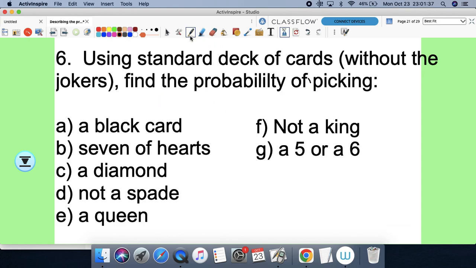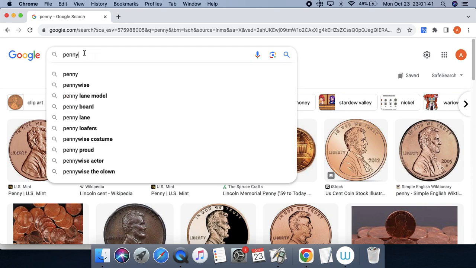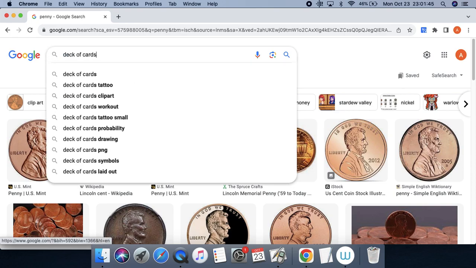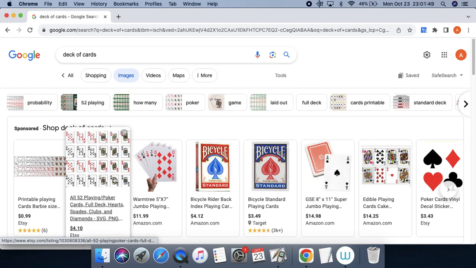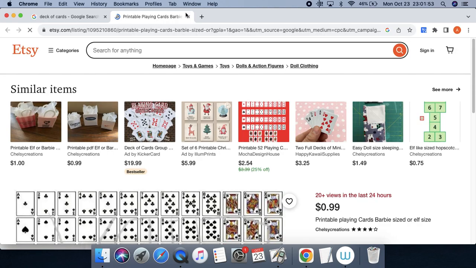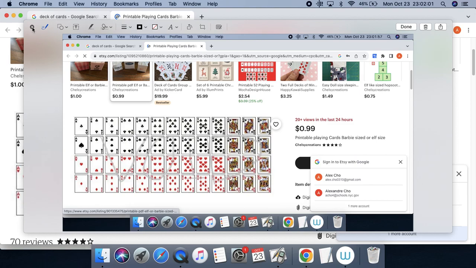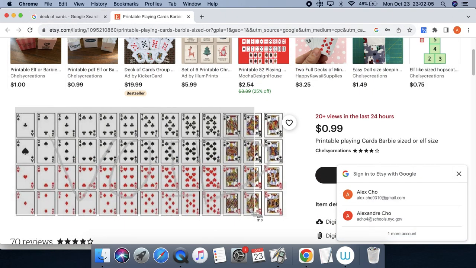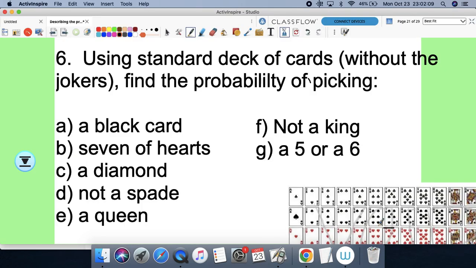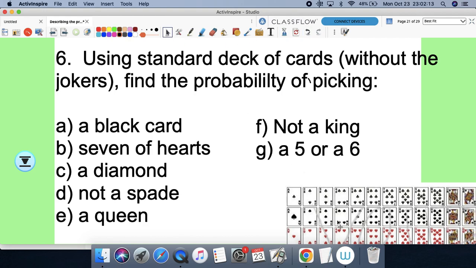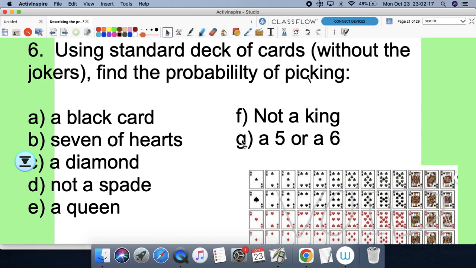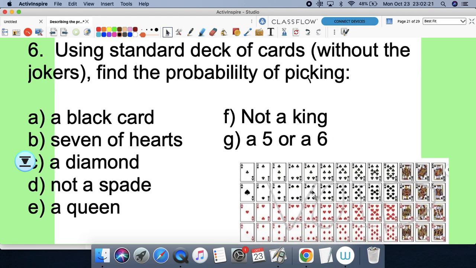A standard deck of cards. So let me see if I can get a picture. Okay, here. That's better. This is a deck of cards. So in English, this is a deck of cards. These are called the clubs. These are called the spades. These are called the hearts. And these are called the diamonds.